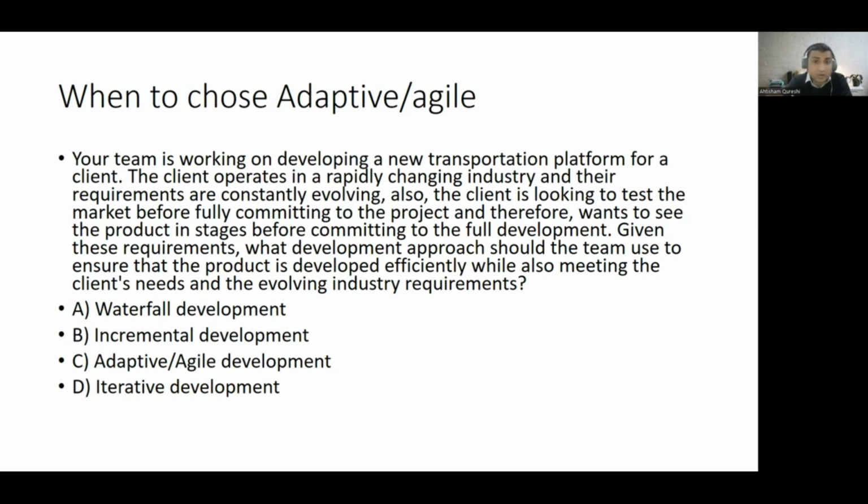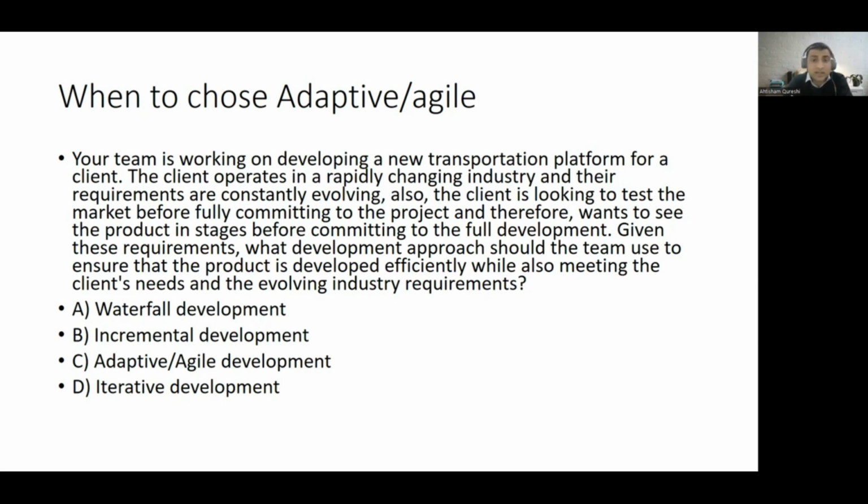So it's certainly not waterfall, right? Because two things are there. The client is looking to test the product in stages before committing to the full development. So they want multiple deliveries, right? So if multiple delivery is the case, it's not predictive. One thing is for sure, it's not waterfall, right? Secondly, it can be incremental or iterative, or it can be both. So now let's see if it is incremental or iterative.